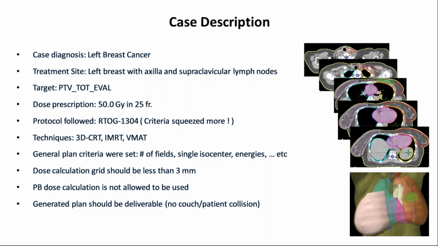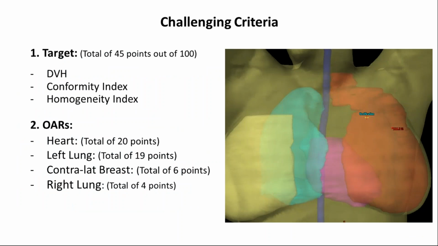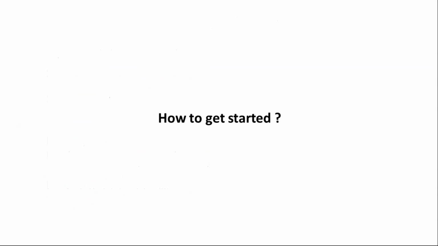Not only a good, high quality plan, it should be deliverable when it comes to treatment time, as well as the quality assurance performed for it. Now, this is why it's challenging. Close to 45 points out of 100 are about target coverage, and the rest are distributed among the heart, lung, contralateral breast, the right lung, as well as the spinal cord.